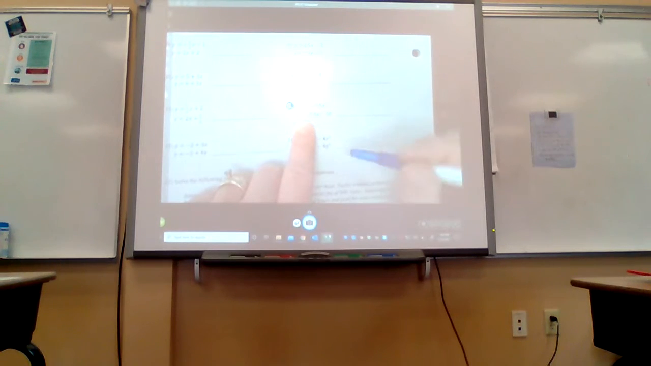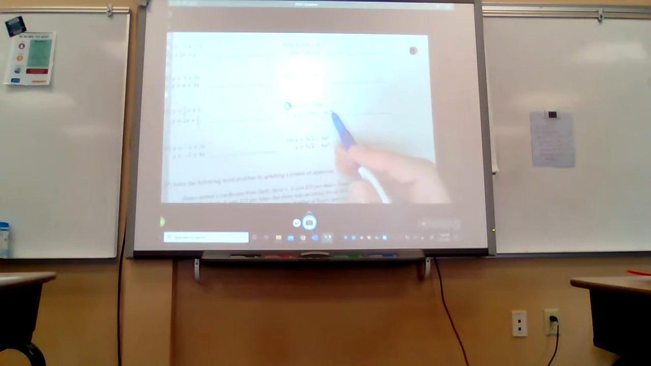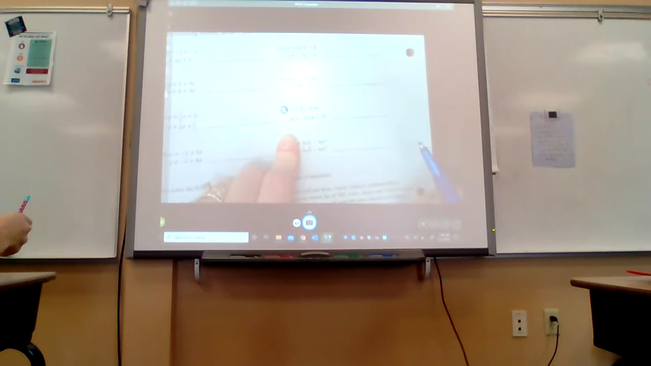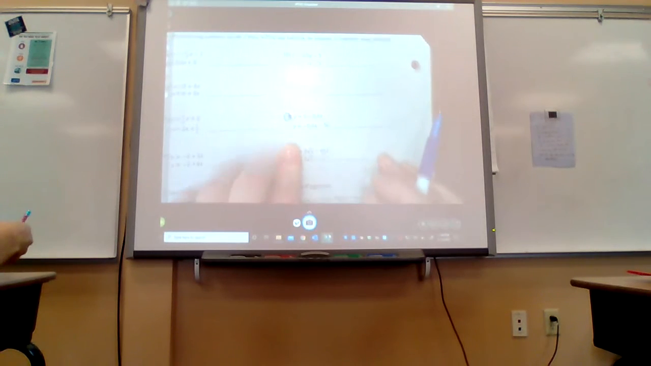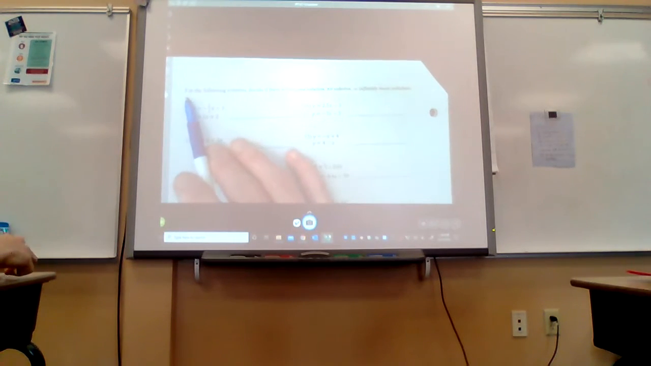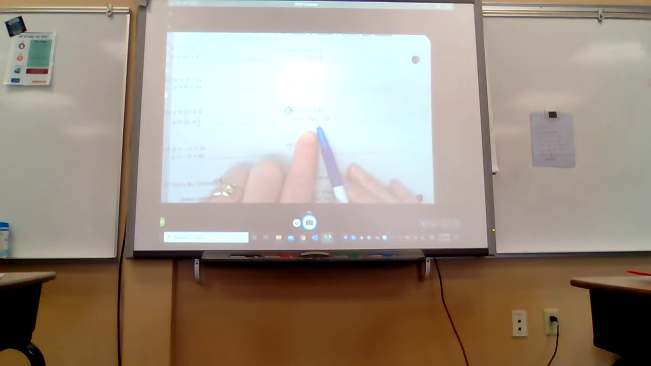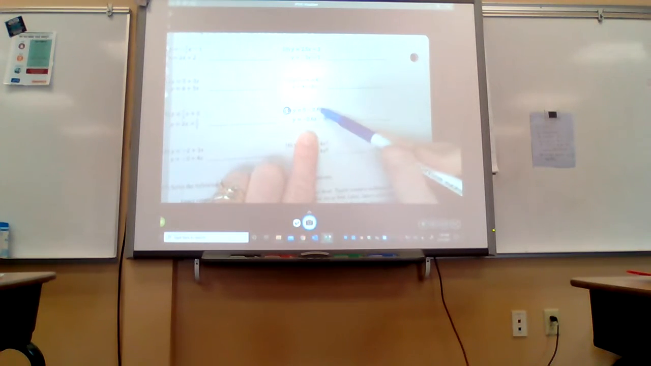Okay, 8th graders, let's take a look at number 14. This is y equals 5 minus 0.6x and y equals negative 0.6x minus 50. The directions ask us, for the following systems, to decide if there will be one solution, no solutions, or infinitely many solutions. This one has the same slope and a different y-intercept. So this will have no solutions.